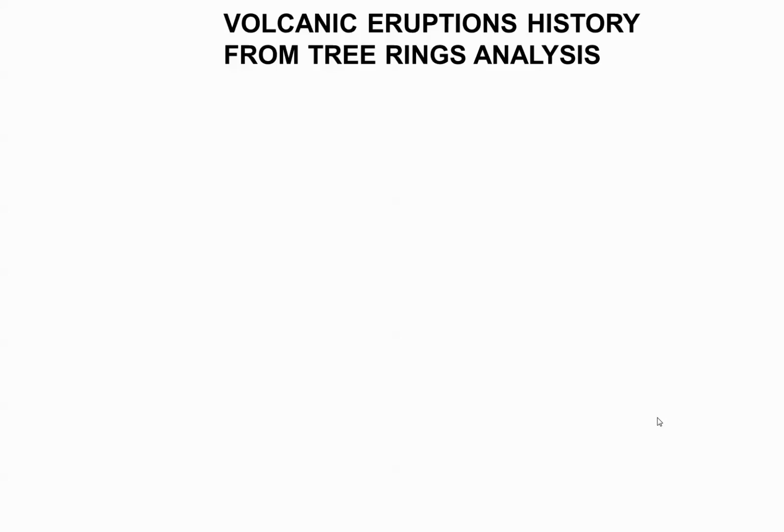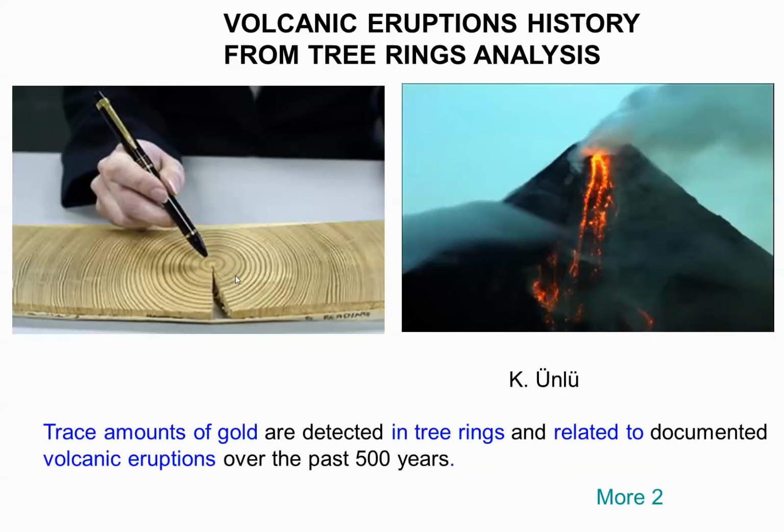Another application of NAA, volcanic eruption history from tree ring analysis. A 500-year-old tree was cut down, and then pieces of wood from each one of the rings, in other words, corresponding to different years, were analyzed using NAA. Trace amounts of gold were detected in these tree rings related to documented volcanic eruptions over the past 500 years. This study was done at Penn State.